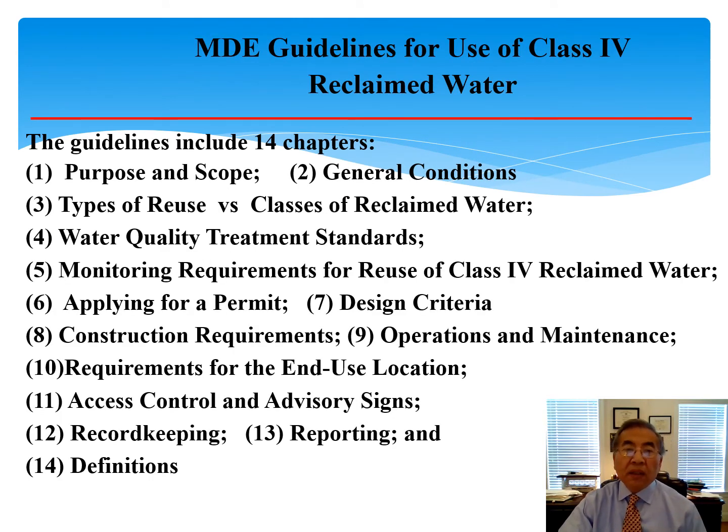The guideline has 14 chapters, and the title of each chapter is shown here. It includes the design criteria in Chapter 7, the monitoring requirements in Chapter 5, and the reporting requirements in Chapter 13.